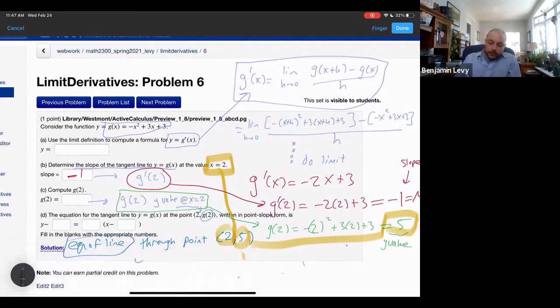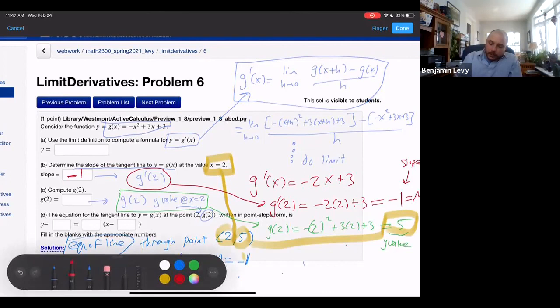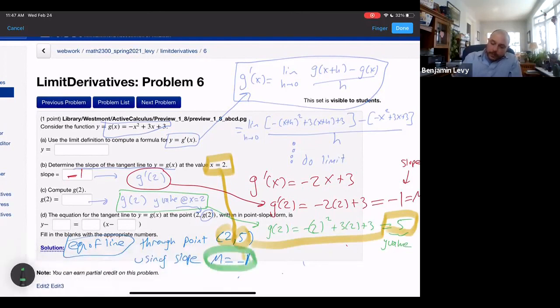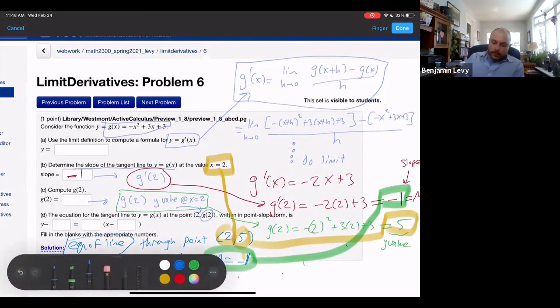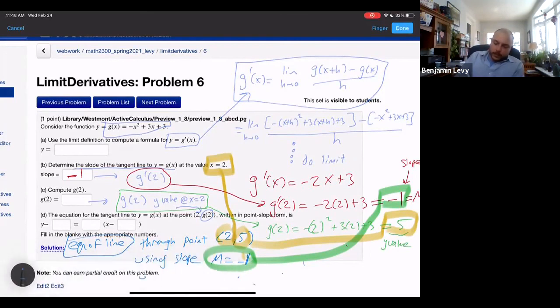And we already found the slope. The slope was minus 1. Where did we get the slope from? The slope came from right here. And then we're just going to plug it into the line formula, right? So we're going to do y minus y1 equals slope times x minus x1. And so that is y minus the y value of 5 equals the slope of minus 1 times x minus the x value.